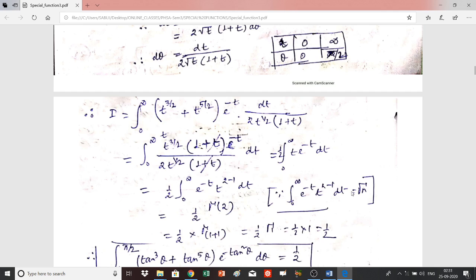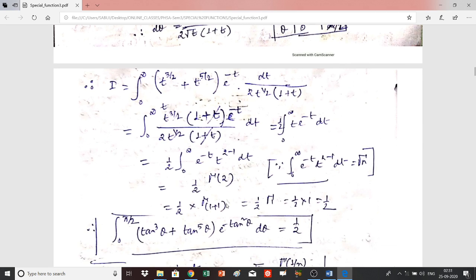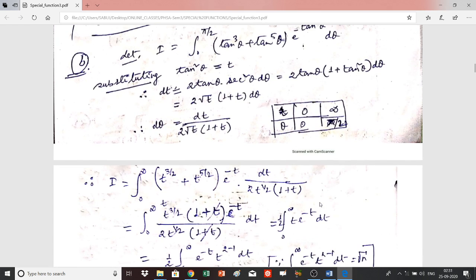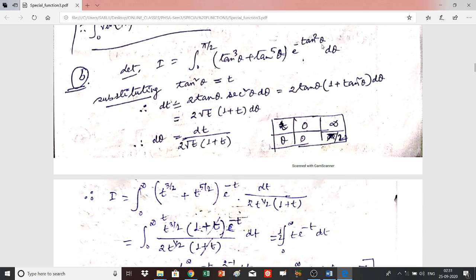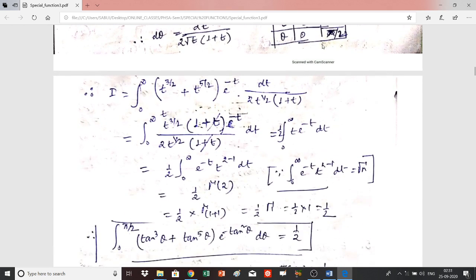And from the definition of gamma function, you know that the integration from 0 to infinity of e to the minus t, t to the n minus 1 dt is equal to gamma n. So here n is 2, so this will be half gamma 2, and you know that gamma n plus 1 is equal to n gamma n. So 2 can be written as 1 plus 1, gamma 1 plus 1. That will give you 1 by 2 into 1 into gamma 1, that means half into 1, that means half. So the value of this integral is half.